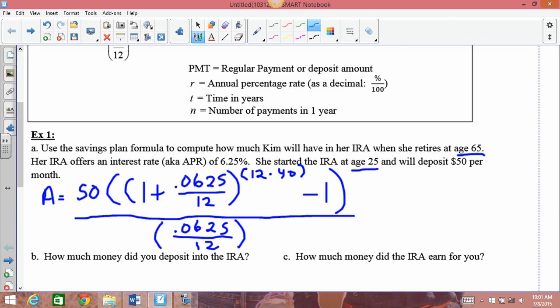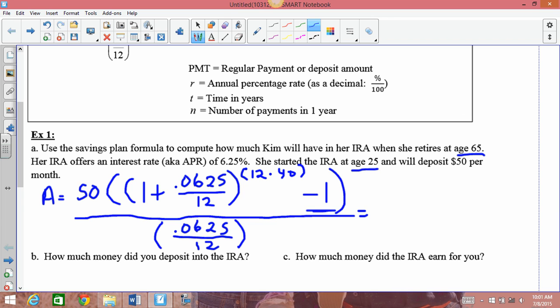Some calculators will leave you up there in that exponent. Get out of the exponent. Sometimes you have to hit your right arrow key or your down arrow key if your calculator won't get you out of the exponent. Minus 1. So it's just important that that minus 1 is down here and not up in the exponent. Close parenthesis, divided by, new parenthesis, 0.0625 divided by 12, close again.